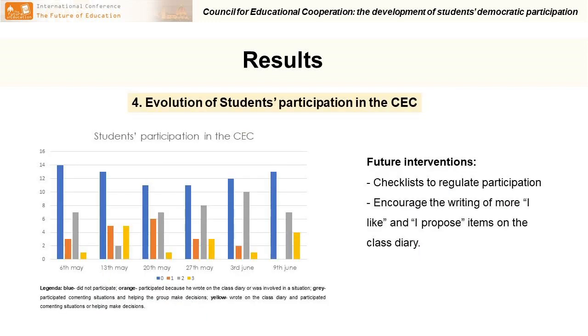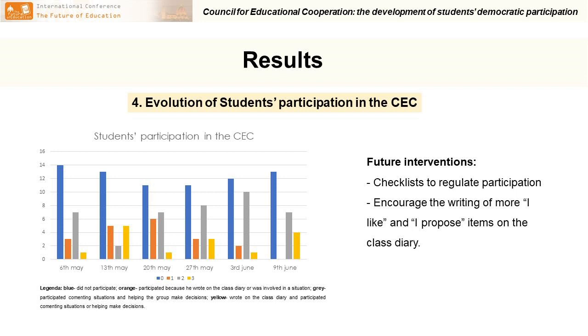Through these changes, it was possible to monitor the students' participation in the council, whose evolution can be analyzed through this bar chart. It can be said that there was a slight improvement, although not as much as hoped and intended. The short period of time in which this study took place may explain this.